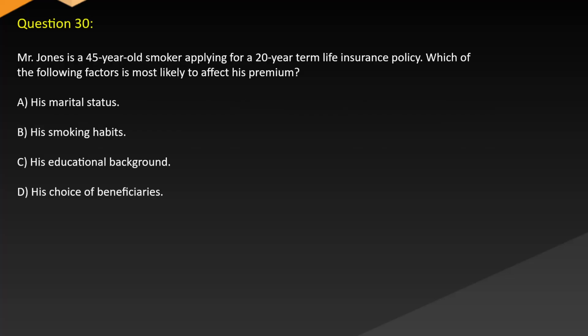Question 30. Mr. Jones is a 45-year-old smoker applying for a 20-year term life insurance policy. Which of the following factors is most likely to affect his premium? A is marital status. B is smoking habits. C is educational background. D is choice of beneficiaries.